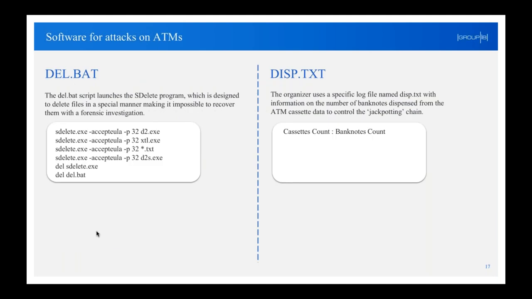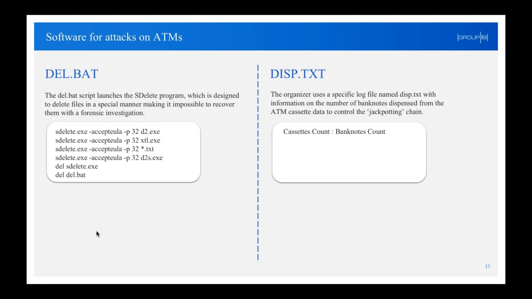So now that the criminals had depleted the cash, they began to delete their traces. To do so, they launched the SDelete program, which is designed to delete files in a special manner, making it impossible to recover them through a forensics investigation. So that was one thing that they always did to complicate the forensics investigation.